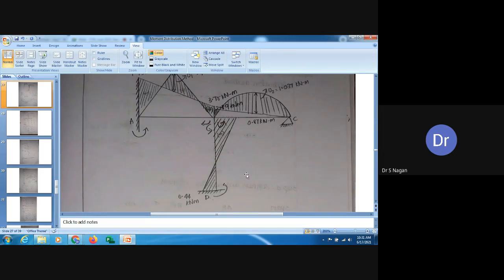Even if you have any doubt in this, you can raise it during the next session. So we'll continue by 10:45.